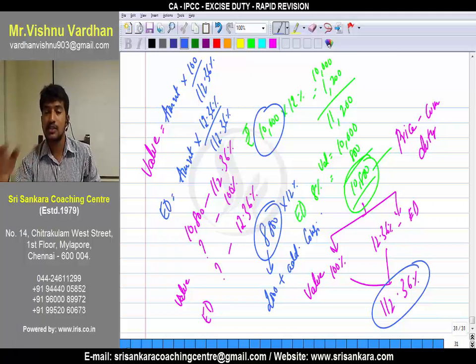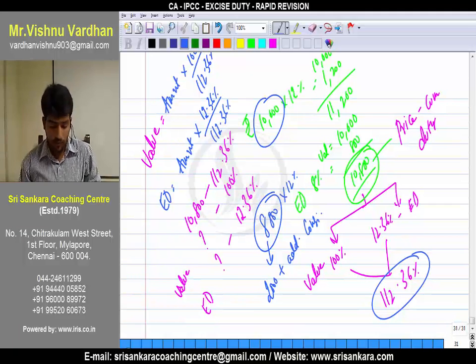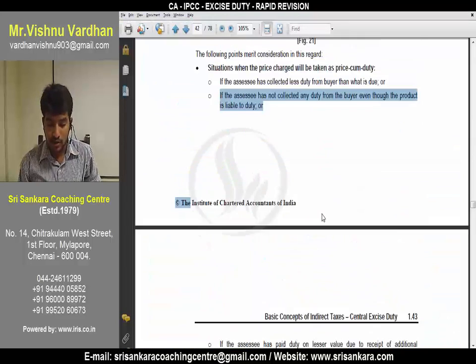In these three cases, we will assume that the price is price cum duty. So price cum duty will not include any other taxes. It is assumed that it is inclusive of only excise duty.